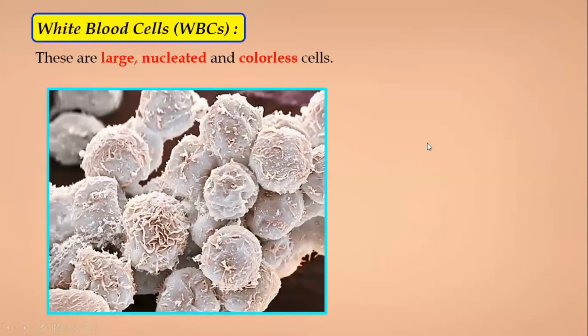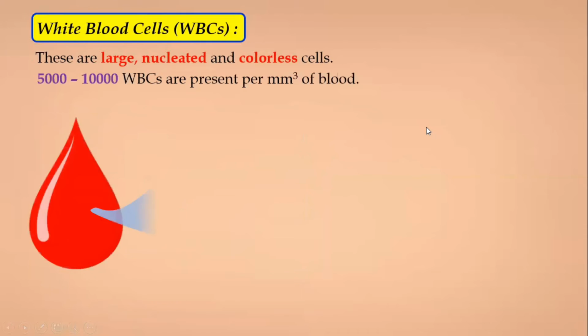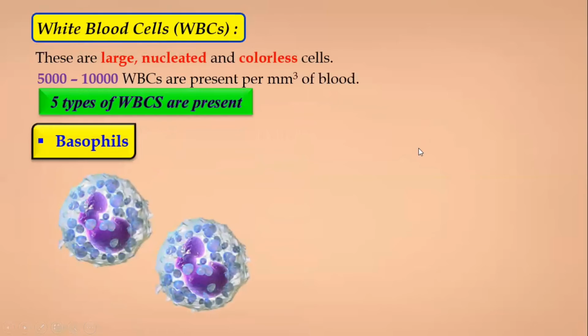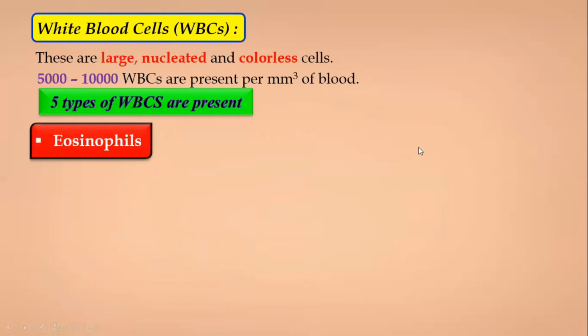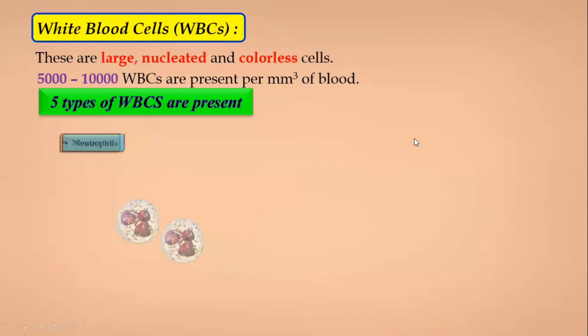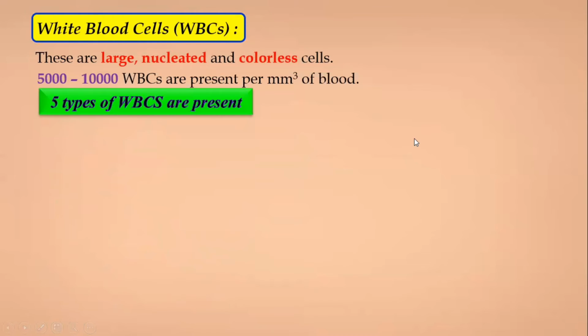Now, what are white blood cells? They are large, nucleated and colorless cells. They don't have any color. That's why they are called white blood cells. 5,000 to 10,000 white blood cells are present per cubic millimeter of blood. There are 5 types of WBCs called basophils, eosinophils, neutrophils, monocytes and lymphocytes. If you do your blood test or your CBC, you will get all these details in your blood test report. All have to be at normal levels.